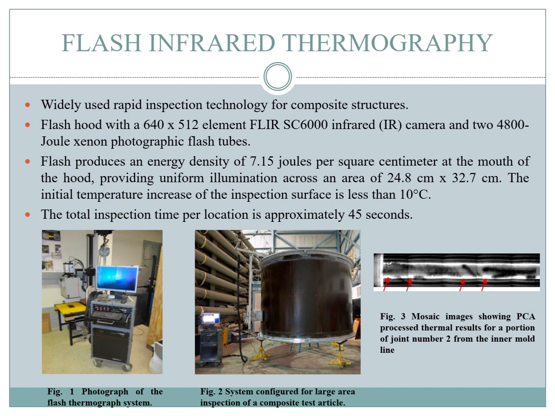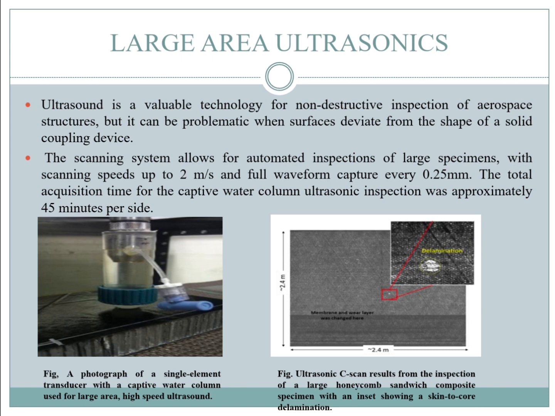We can also see the figures. Figure 1 is the photograph of the flash thermography system. Figure 2 is the system configured for large area inspection of a composite test article. And the third figure is the image showing PCA processed thermal results for a portion of joint number 2 from the inner mold line. Second one is large area ultrasonics.